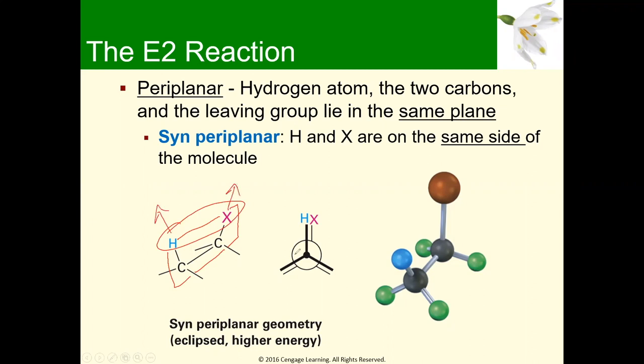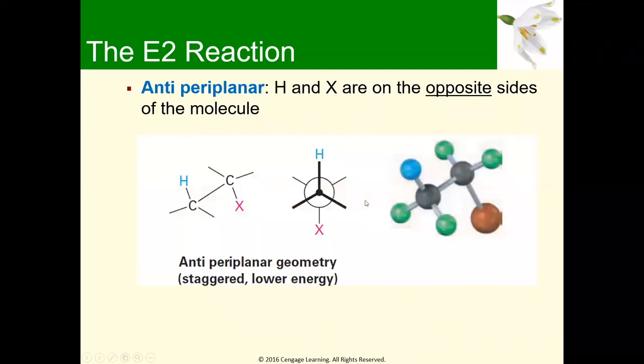the same side. So actually it doesn't happen this way, that you will not get the elimination reaction when you have the syn periplanar arrangement. Practically speaking, you only get it when you have the next arrangement, which is called anti-periplanar. That's when they are opposite each other. So they're all still in the same plane. You could fit them all on the same sheet of paper, but they're on opposite sides. And it's a staggered geometry. It's not an eclipsed geometry.